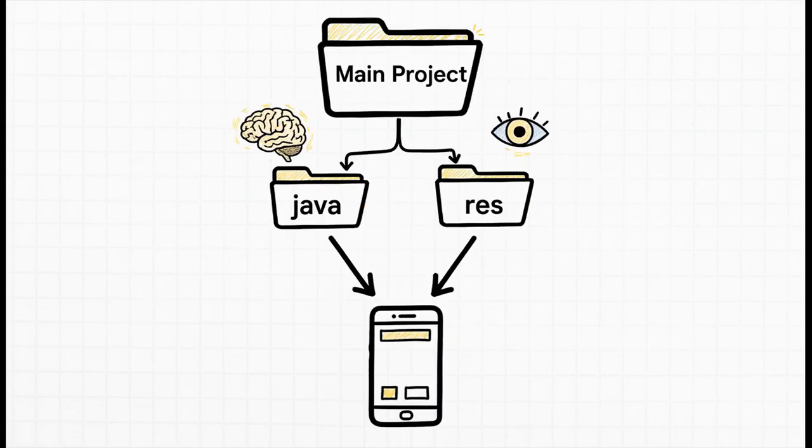And what's really important to get is that this isn't just a random jumble of files. It is a super organized system. All the logic, the brains, lives inside the Java folder, and all the visual stuff, the look, lives inside the res folder, which is just short for resources. Keeping these two separate is absolutely key.